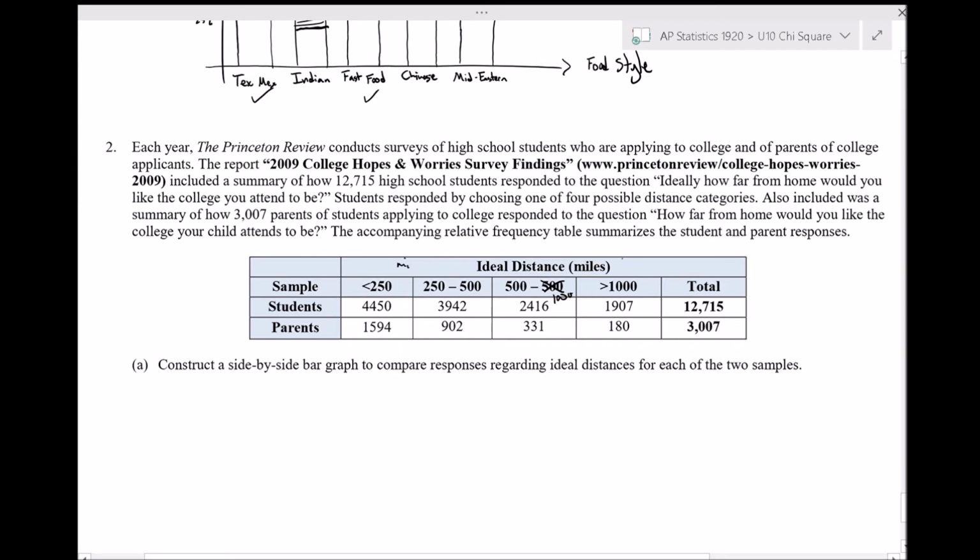So these are people who really hate each other, like the kids and the parents not liking each other. They want them to be as far away from each other as possible.